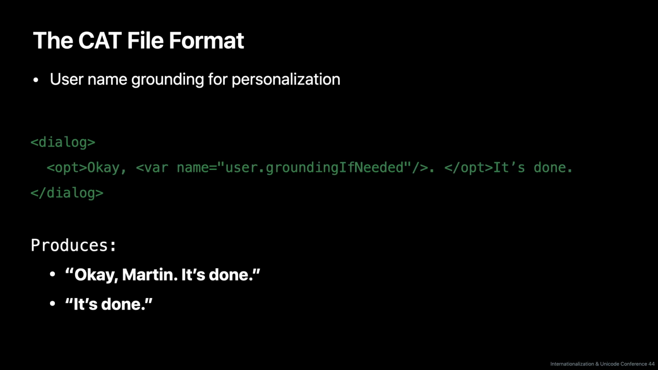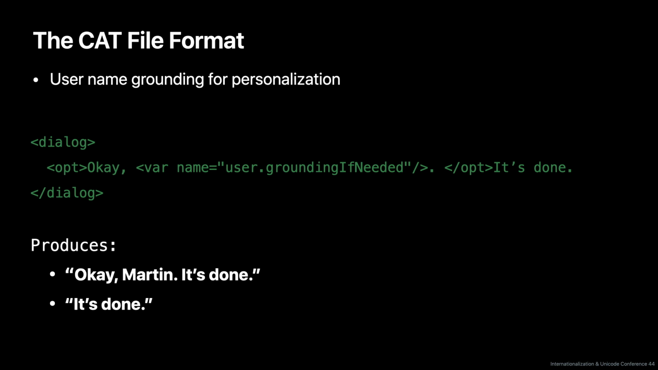And finally, here's an example of the user grounding personalization that I mentioned. All cat files have access to a built-in user variable that contains the current user's name, and there's a property on that object called grounding if needed that will ground, that is, display the user's name if the system decides it's appropriate. This is often used in conjunction with the opt tag, which will remove the enclosed text if any of the variables inside of that block produce no output.